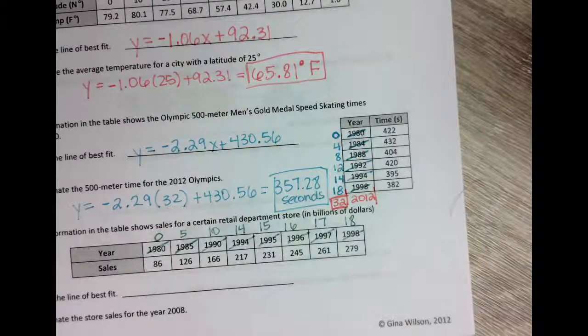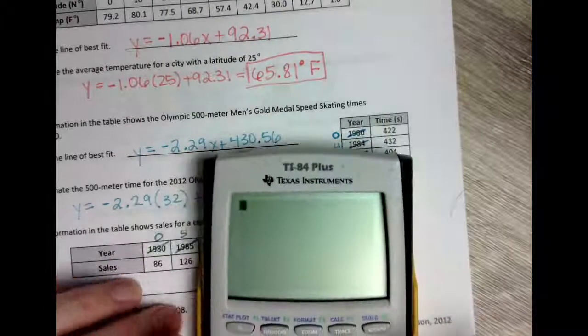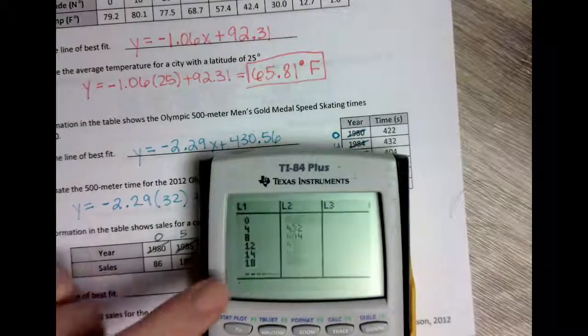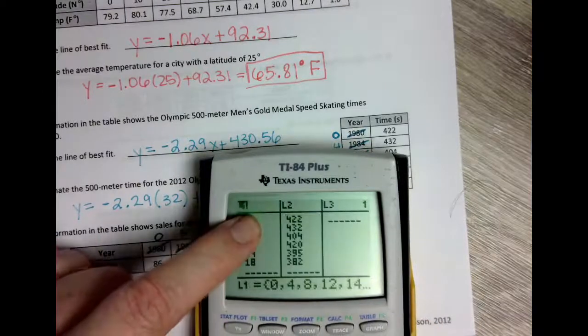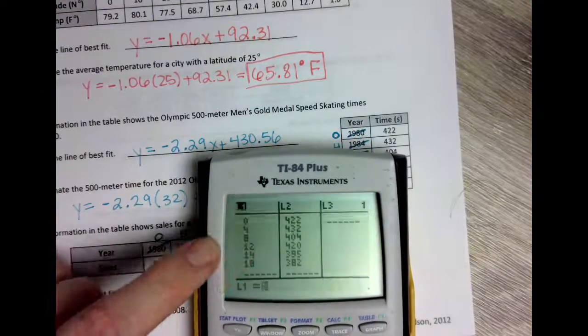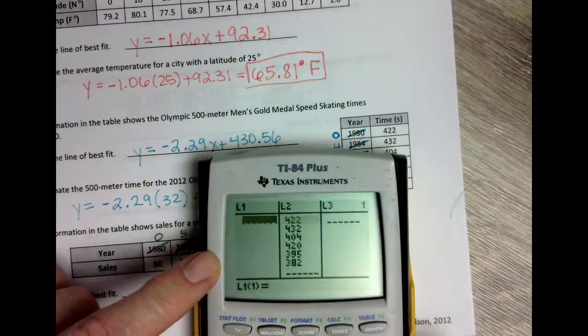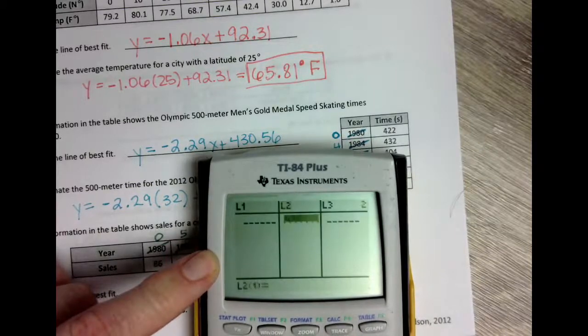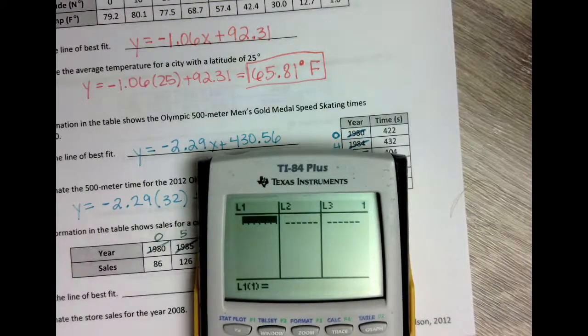So, just a reminder, go to Stat, push Enter, go up to your L1, push Clear button and down, go to L2, push the Clear button and down, and now you have an L1 and an L2 to fill in with our following information.